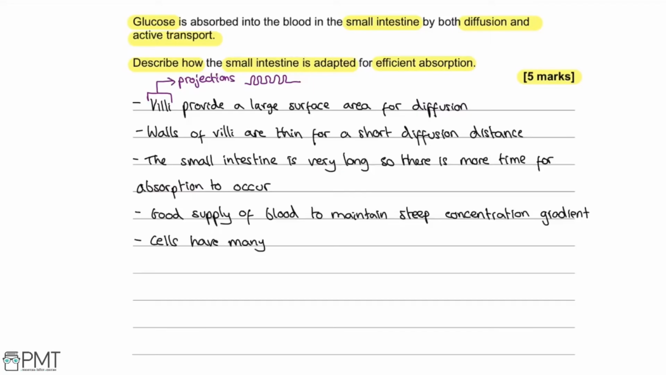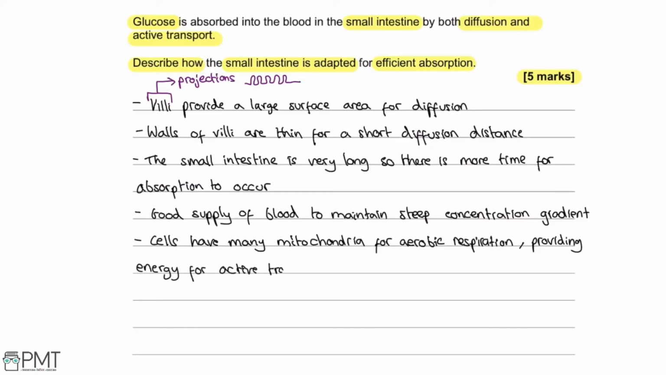Lastly, you want to make sure that you're also mentioning the active transport, because the question does say both diffusion and active transport. So what you can say is that the cells have many mitochondria for aerobic respiration, and this provides them with the energy that they need to carry out active transport. And that will get you your 5th statement.